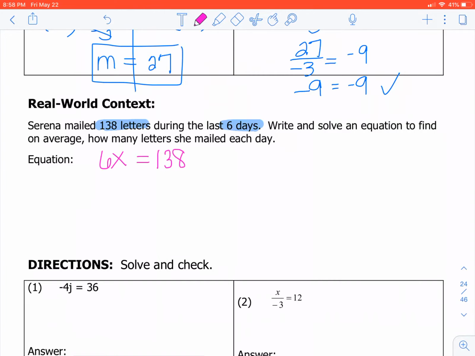So here's our equation. Now if it asked us to solve, we would divide both sides by 6 because that's a multiplication problem. So if I do that in the calculator, I would type in 138 divided by 6, which gives us 23 letters per day.